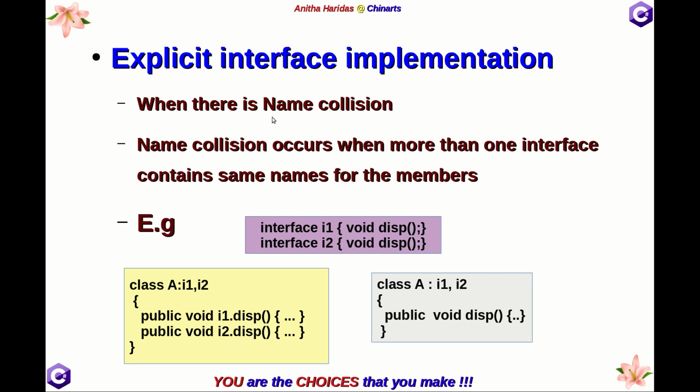So whenever there is a name collision, you can go for explicit interface implementation. Explicit interface implementation means the methods are defined along with the interface name. Also, when you invoke these methods using object names, you can invoke it as object name dot I1 dot display, object name dot I2 dot display. This is what you call explicit interface implementation.